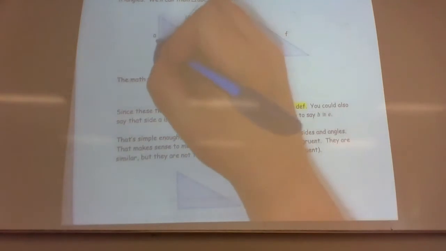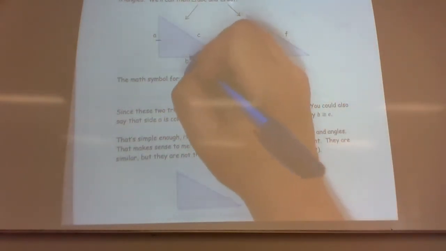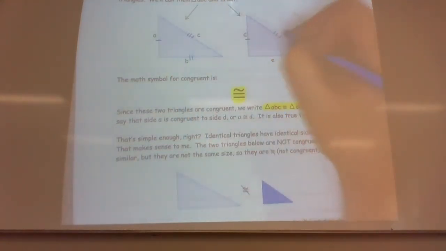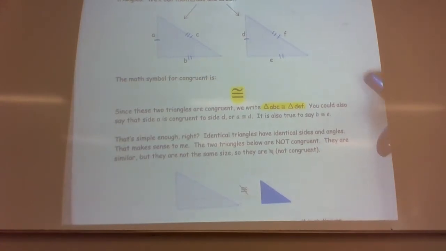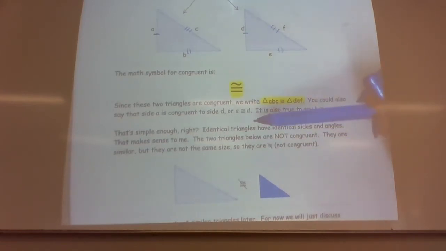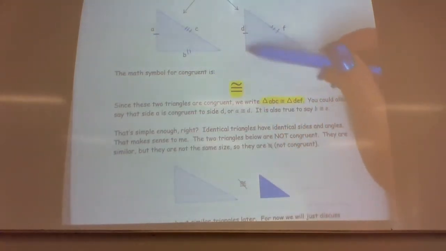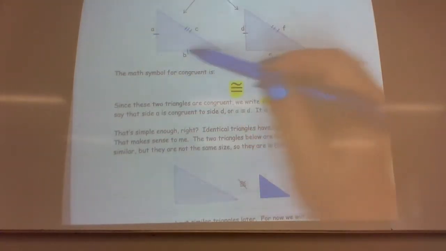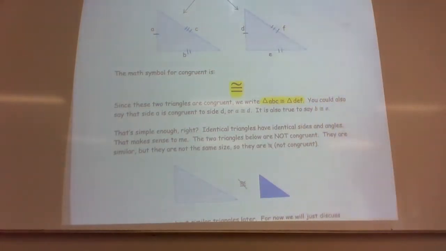Because this is in essence saying this line, these lines, and these lines are congruent. I know I did it a little bit differently in the other one, but we didn't have any labels on it. Now we could say that side A is congruent to side D, side B is congruent to side E, and side C is congruent to side F.